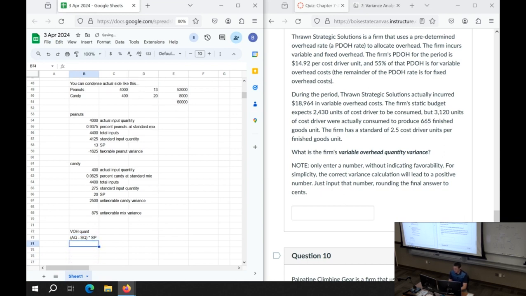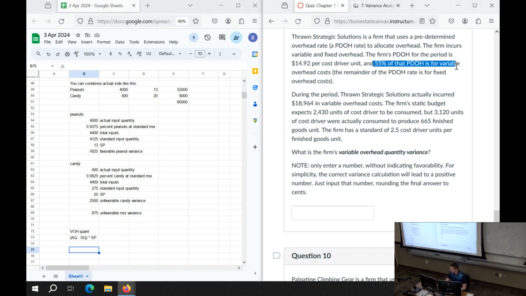Just what AQ is and SQ is requires a little bit of interpretation. In terms of quantity for variable overhead, we're talking about quantity of the cost driver. So actual quantity of the cost driver versus standard quantity of the cost driver. And standard price is going to be our variable portion of the predetermined overhead rate. We're charging a certain predetermined overhead rate for every unit of cost driver to allocate overhead, and some portion of that is for variable overhead. I'll give you percents right here, and that's how we figure this out.